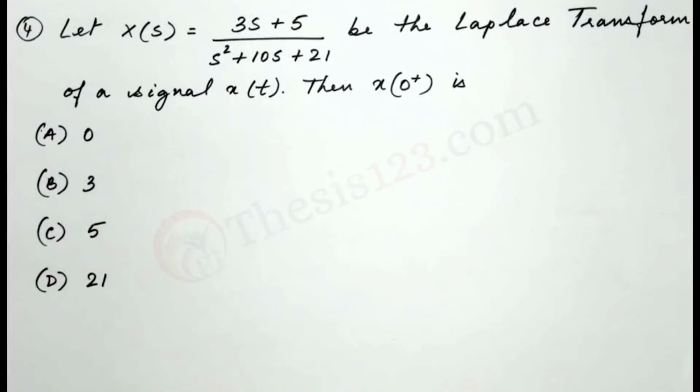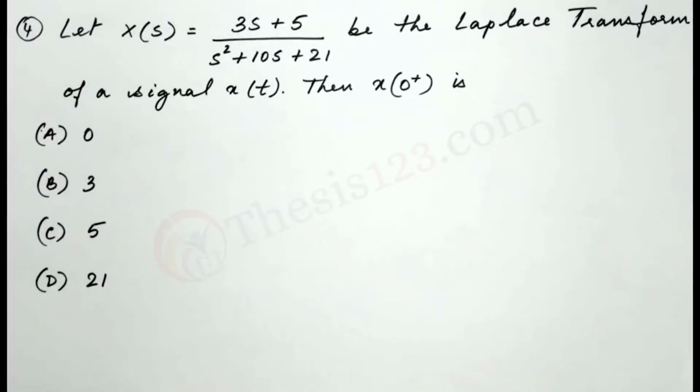Okay, so here's our next question, number 4 of the series. The question reads, let X(s) = (3s + 5) / (s² + 10s + 21) be the Laplace transform of a signal x(t). Then x(0+) is. So we have our 4 options given.